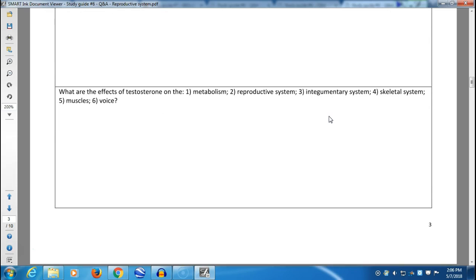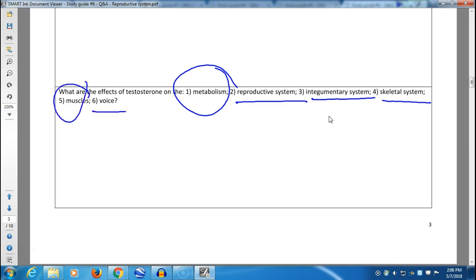Okay, metabolism. It's increased BMR, growth of everything, development of sex characteristics, oily skin, hair everywhere, growth of bones and increased bone density, muscle growth, deepening of voice. Just general topics.